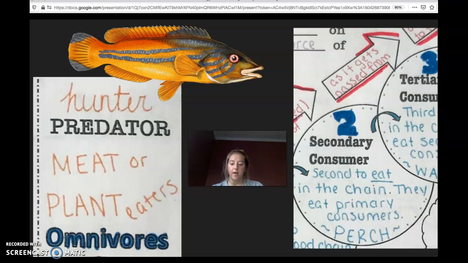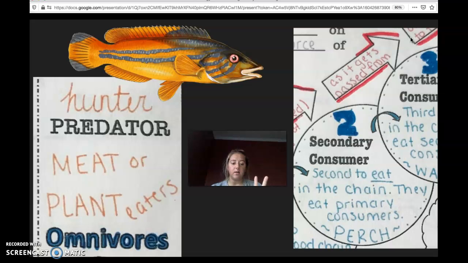so they could be a predator. They eat meat or plants, so they could be omnivores here. Remember we talked about the difference between an herbivore and an omnivore. Herbivores eat herbs, plants. Omni means both, so they eat both plants and animals. We, as humans, are considered omnivores because we eat both plants and animals, most of us. Again, reminder, make sure you put these arrows in. So energy is decreased as it gets passed from organism to organism.